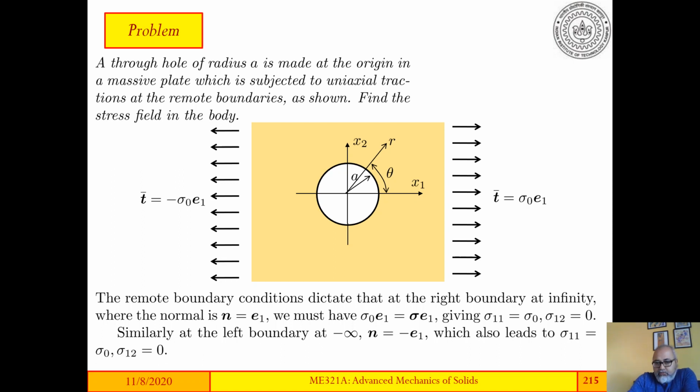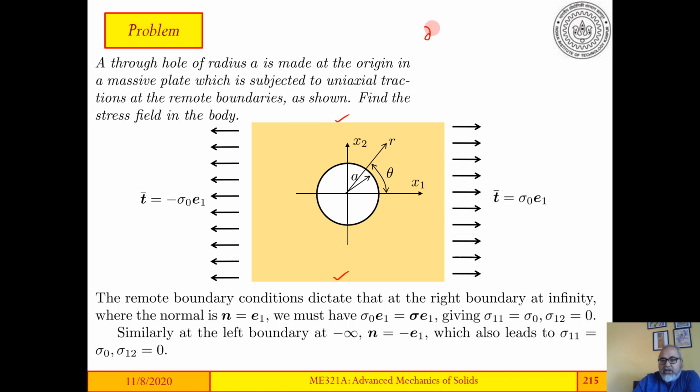This is our first problem. So we have a small hole in a very big infinite plate, which is subjected to these tractions at the remote ends. The horizontal remote ends, that is this one and this one, are stress free, traction free, whereas the vertical remote ends have traction. It is very easy to find.